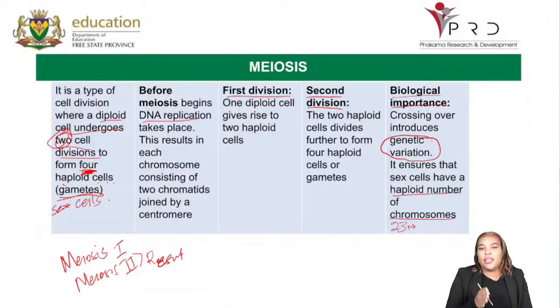So meiosis plays a role in halving the number of chromosomes to ensure that gametes have a haploid number of chromosomes, which is 23, not a diploid one. And then also it brings about genetic variation.